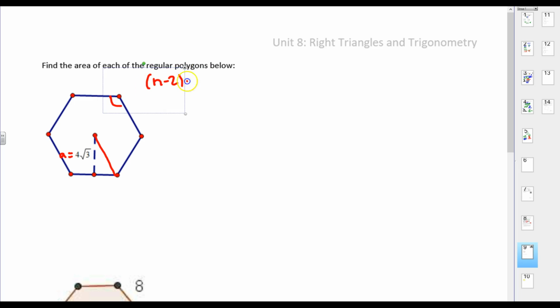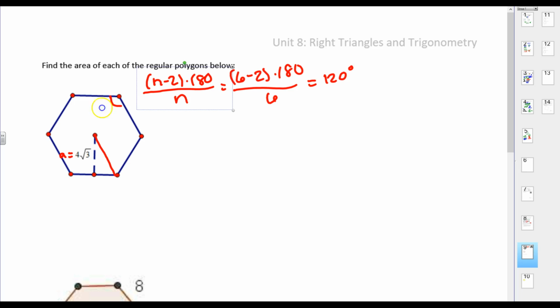(n minus 2) times 180 over n, which gets me (6 minus 2) times 180 over 6, which I can tell you right now is going to be 120 degrees. So this measurement here is 120 degrees, which means that this guy here is half of that. This is 60 degrees. So what I've actually built here, if that's 60 degrees, I'm going to redraw it down here. This is a special right triangle where this angle is 60, this is 90, this is 4 root 3.